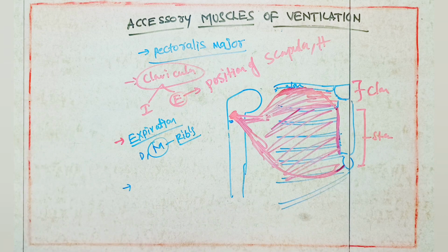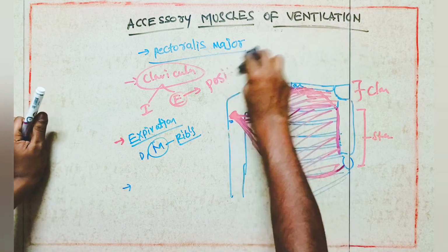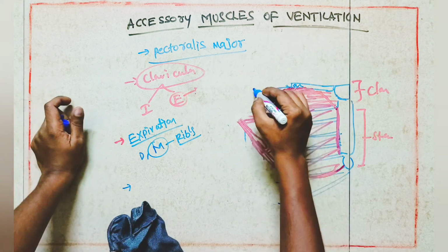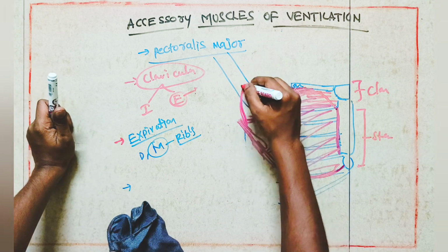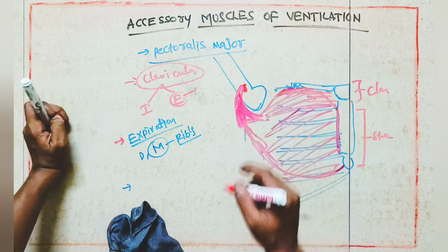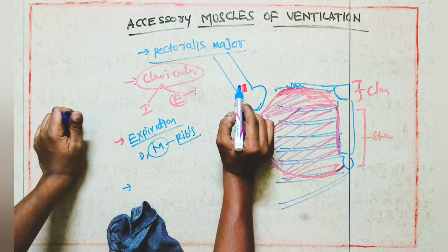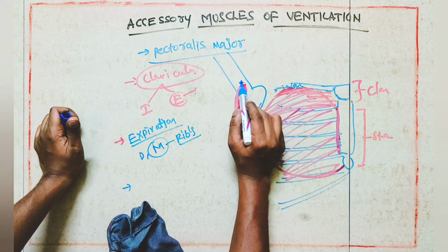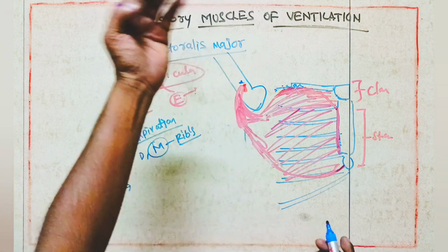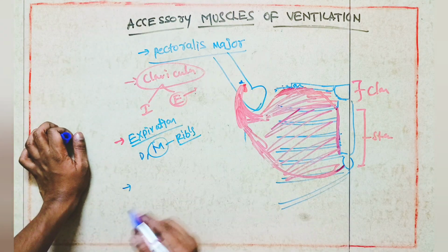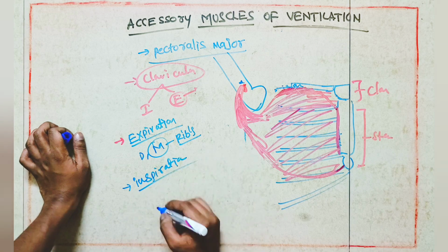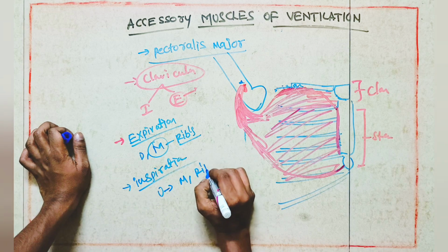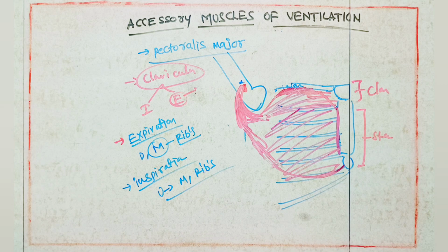Suppose the person raises his limb, like flexion or abduction. If he raises his limb, then the insertion will come here. So now the insertion point is above the clavicle line, and once the insertion is above the clavicle line, this same muscle is going to be helpful in inspiration. It is going to create the upward movement of the manubrium and ribs. So this is how the pectoralis major muscle will help as an accessory muscle for ventilation.